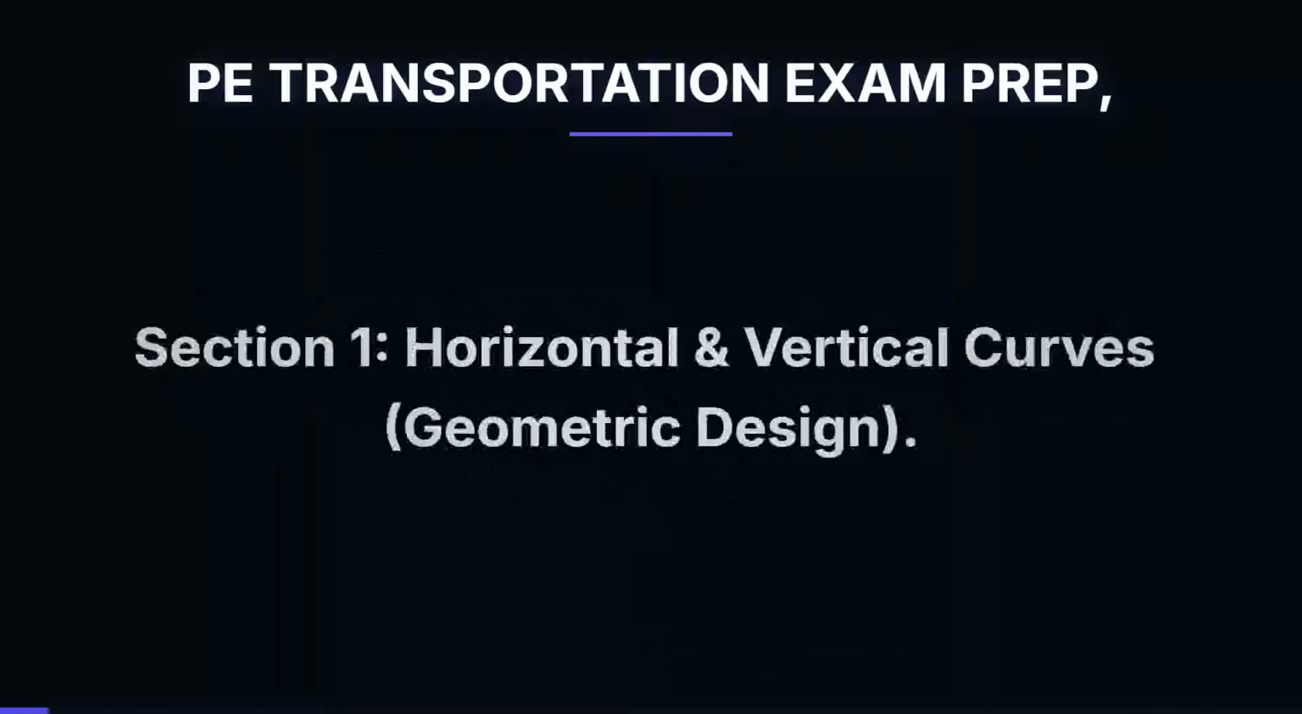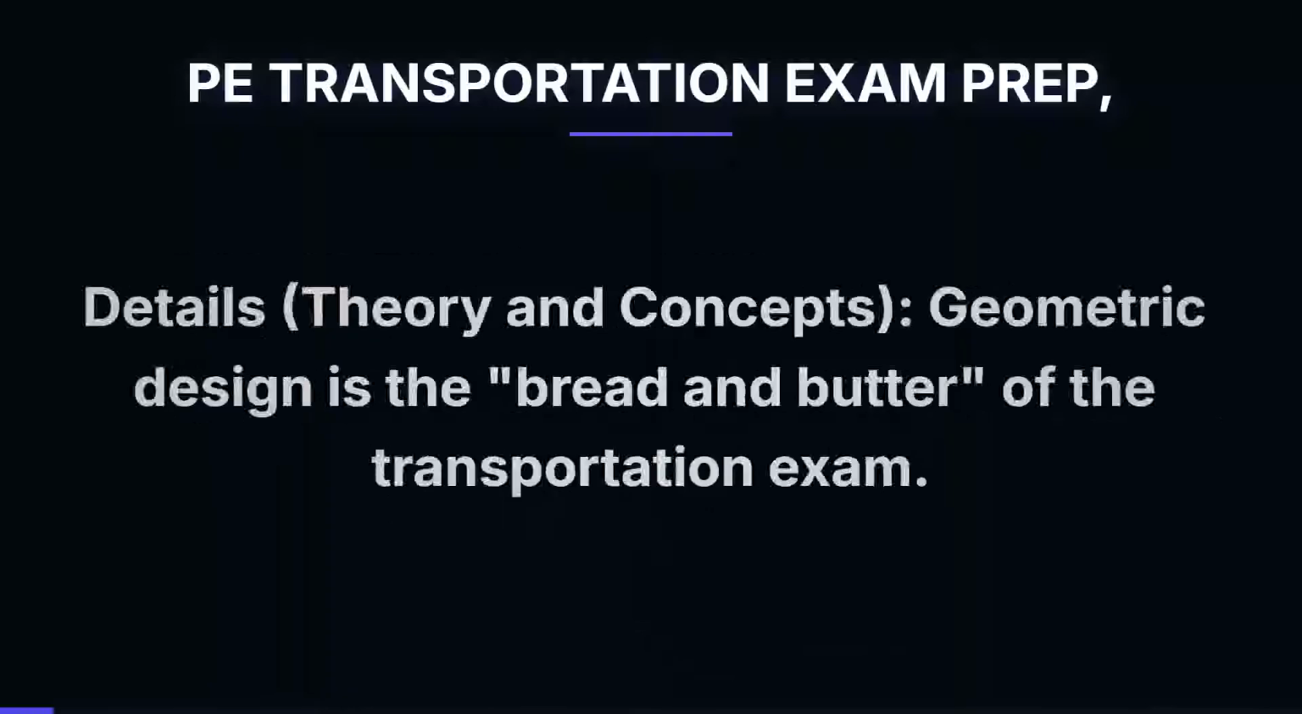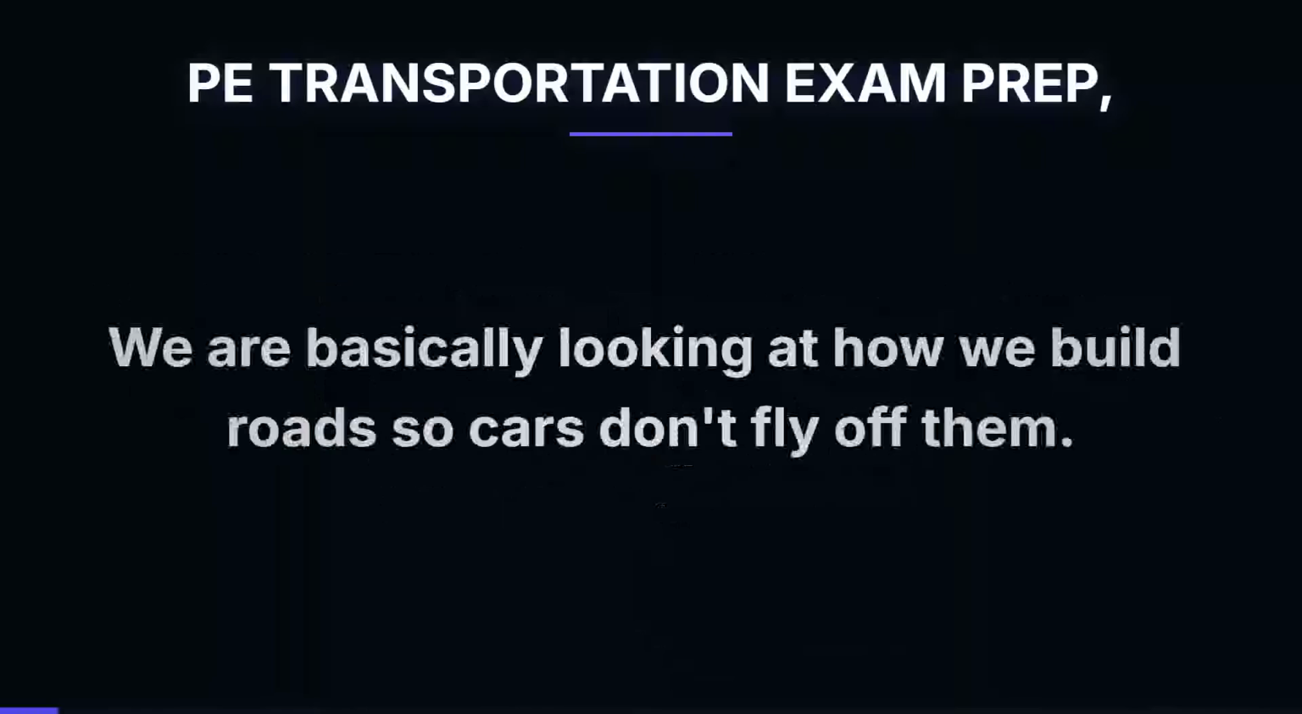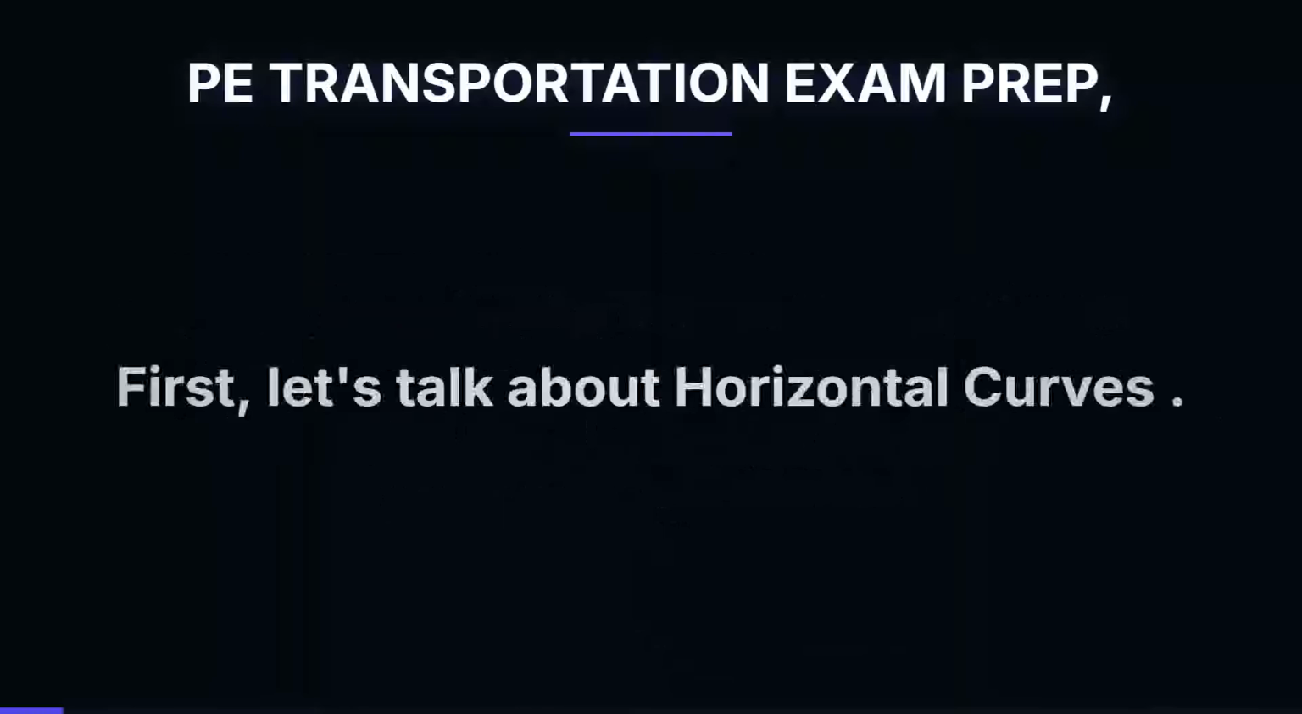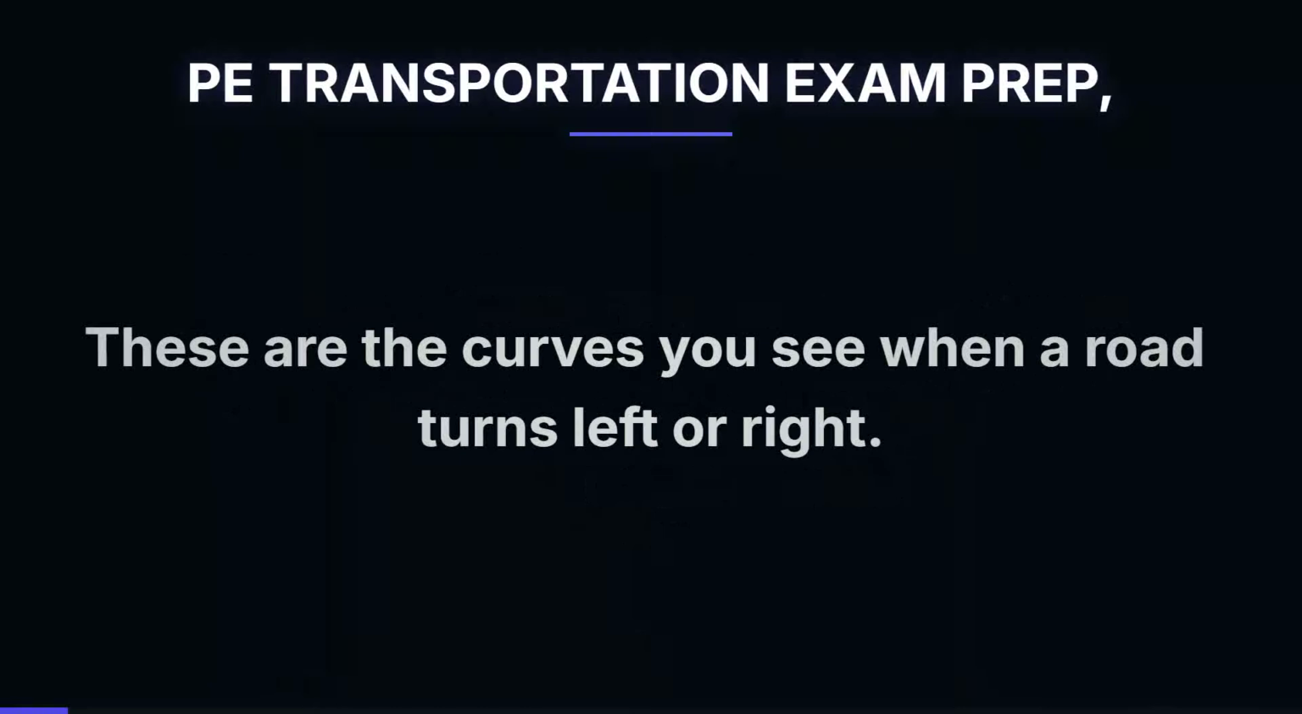Section 1. Horizontal and Vertical Curves, Geometric Design. Details, Theory and Concepts. Geometric design is the bread and butter of the transportation exam. We are basically looking at how we build roads so cars don't fly off them. First, let's talk about horizontal curves. These are the curves you see when a road turns left or right.